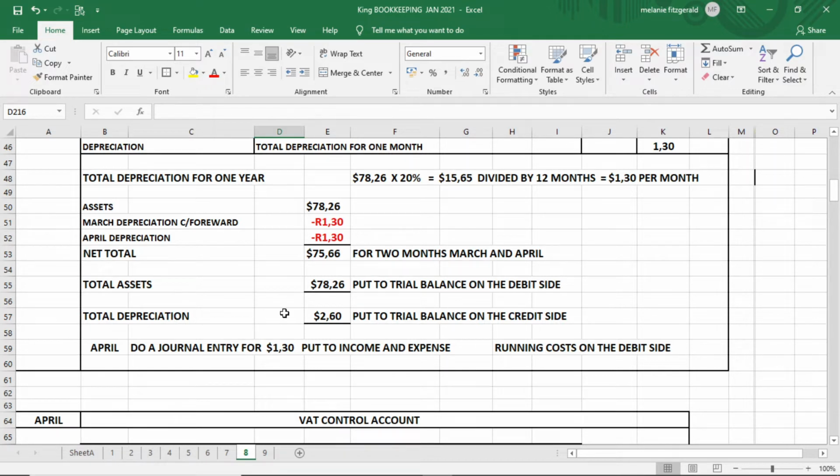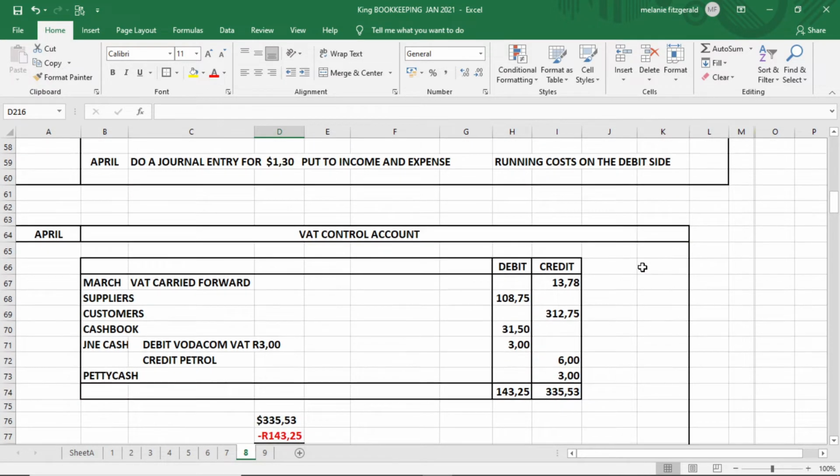The total assets of $78.26 you put to the trial balance on the debit side, and the total depreciation of $2.60 you put to the trial balance on the credit side. For April, do a journal entry for $1.30 to put to income and expenses running costs on the debit side.